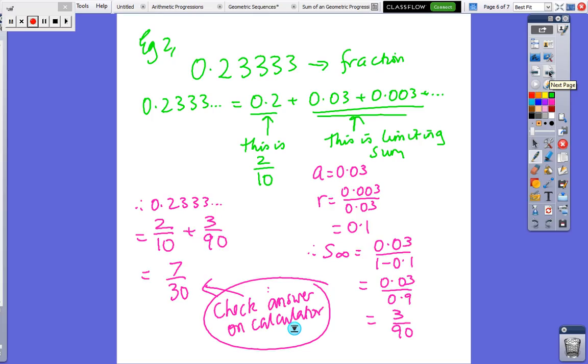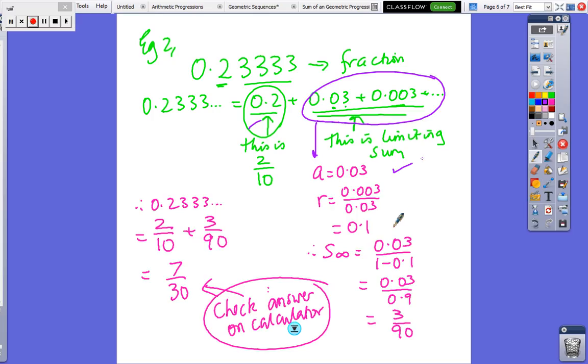In this next example, I've got 0.233333. So the 0.2 is not repeating, it's just the 3s. So we just separate the 0.2 away, and then we've got 0.03. We had to jump a spot to get to the first 3, and then after that we're just moving one place each time. This part is the limiting sum, and this part is just a fixed number. So looking at this part here, a is 0.03, r is just 0.1. We're just going back one place each time.